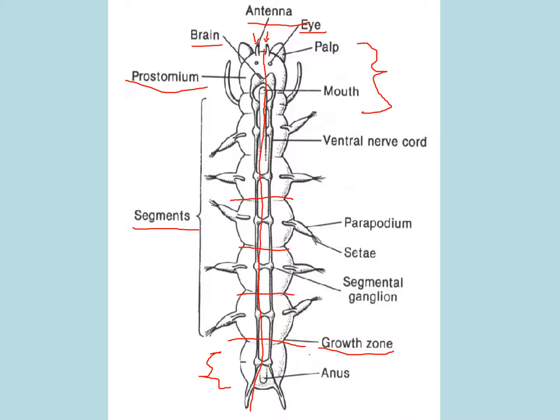And then they also have palps. The palps can do lots of different things. They can have sensory function. They can help with gathering food. They can help with manipulating food. And we'll have a look at a lot of different kinds of those throughout the course of this video.